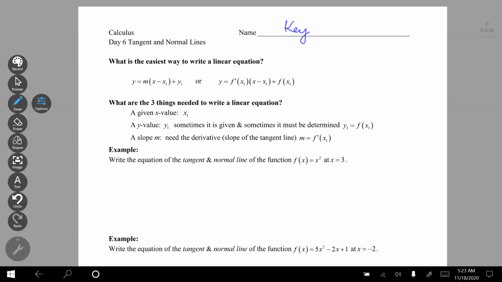Hello, welcome to day 6, the last day of unit 6. We're going to do tangent and normal lines again.